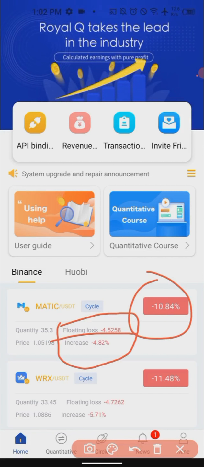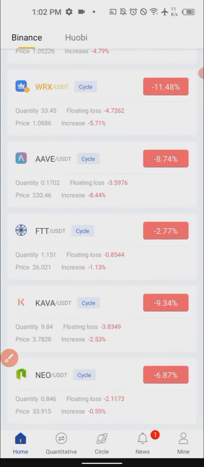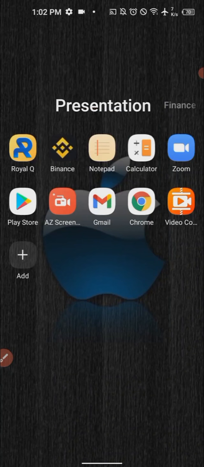So here right now, you can see these are coins I'm trading. For those who will be asking, is it that you're trading in the bots? No, I'm not trading in the bots. Every coin you see here, let us take note of the first four: Matic, WRX, AVE, and FTT. So let us go to Binance and see them.